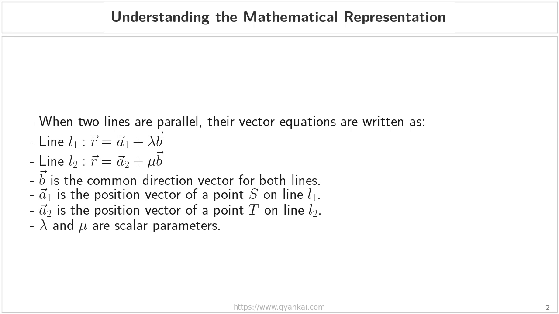Finally, you'll see the Greek letters lambda and mu. These are simply scalar parameters. They allow us to move along the lines, and as we will see in the upcoming slides, the distance between these lines depends on how we use these vectors to find the perpendicular gap between point S and point T.